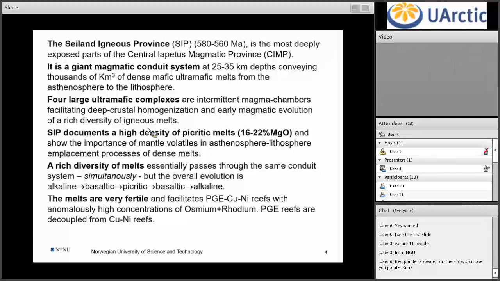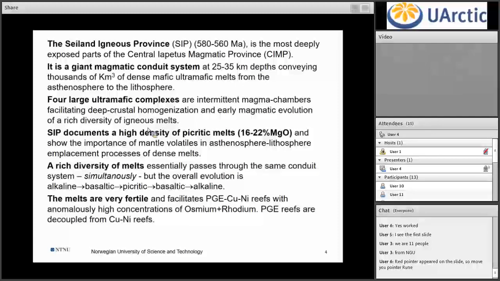And the main conduits comprise 4 large ultramafic complexes. I'll also demonstrate that SIP, or the ultramafic rocks, and actually also the mafic rocks, all formed from picritic melts, very primitive picritic melts, having 16 to 22 weight percent MgO.